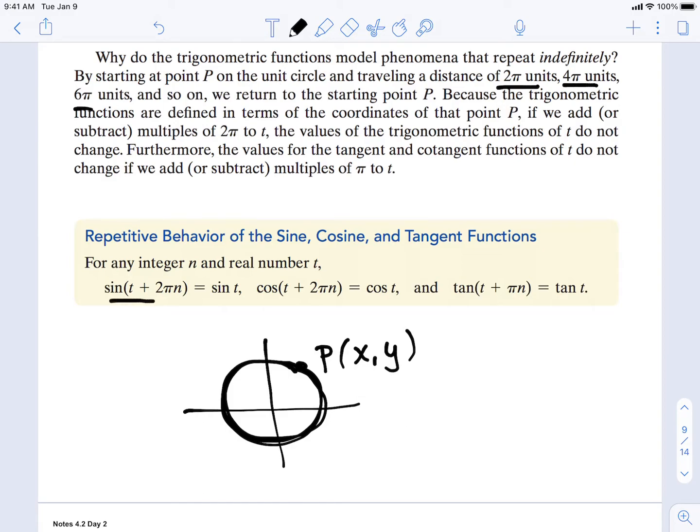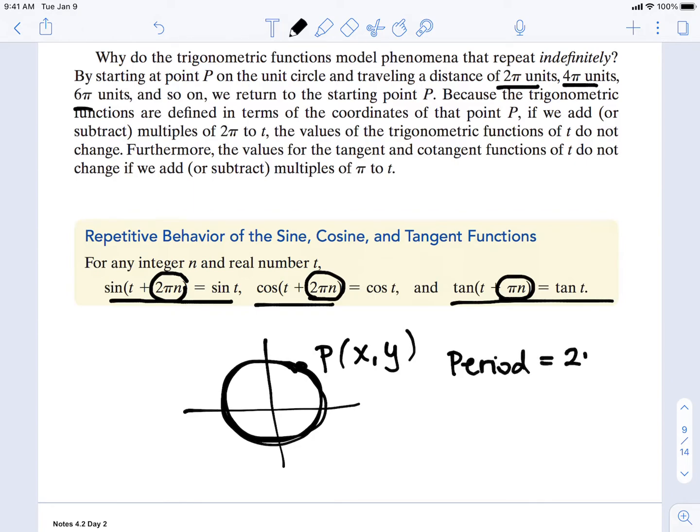So the period for a sine function is 2 pi. The period for a cosine function is 2 pi. But notice for the tangent function, it is just pi. So the period for the sine and cosine function is 2 pi. And the period for the tangent function is just pi.